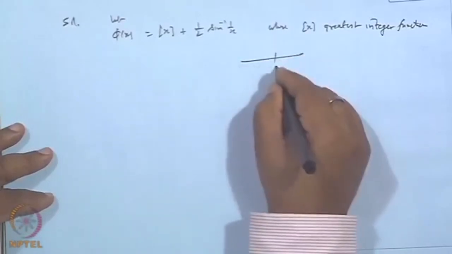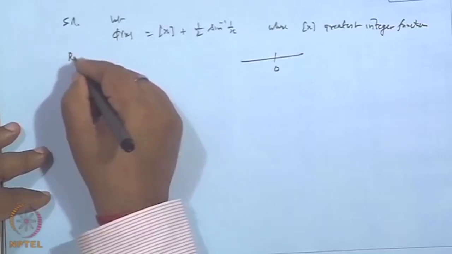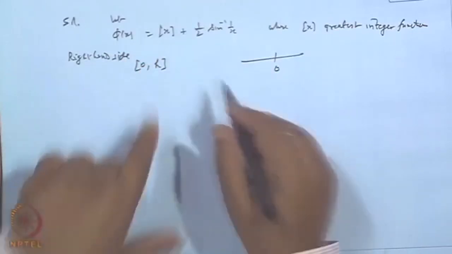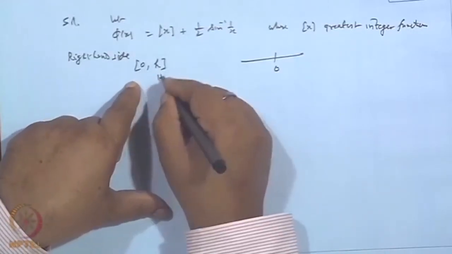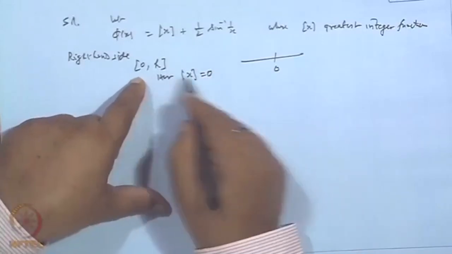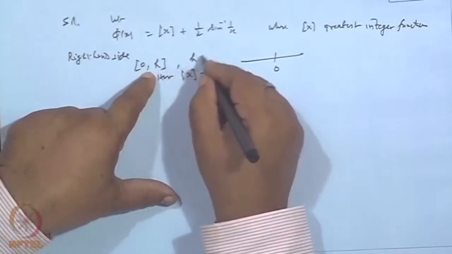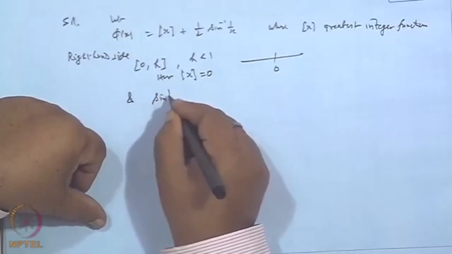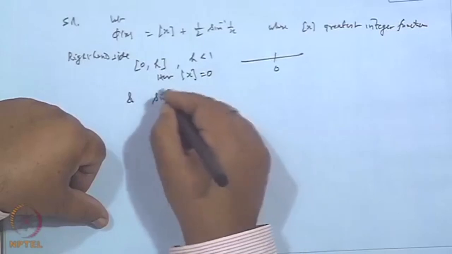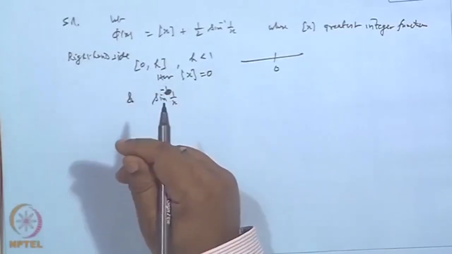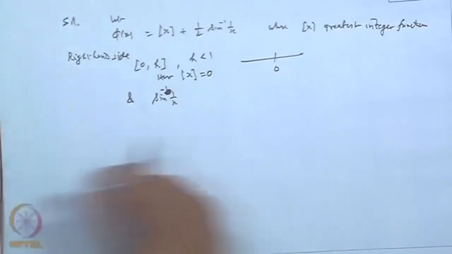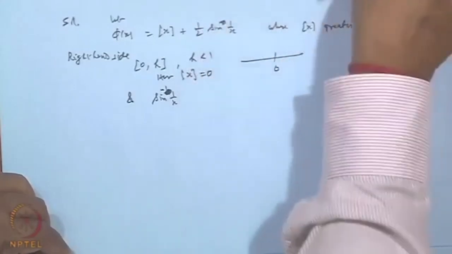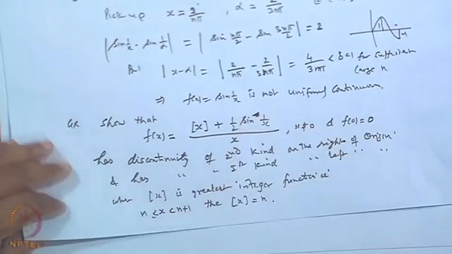Now look at the interval on the right hand side, that is 0 to h. In this interval the box x will give the value 0, because all the values of x are greater than or equal to 0 but less than 1, h being strictly less than 1. And sorry, this is not sine inverse. The problem which I have taken is sine of 1 by x, it is sine 1 by x only.